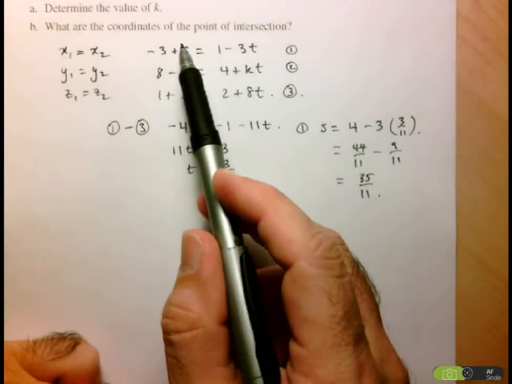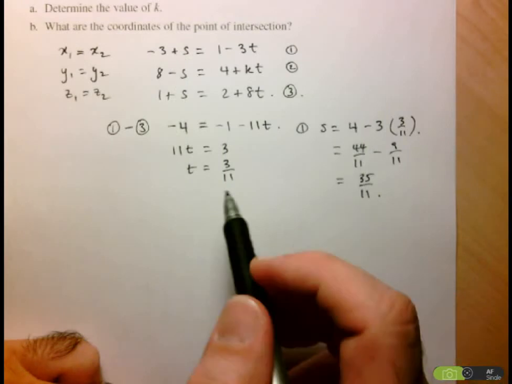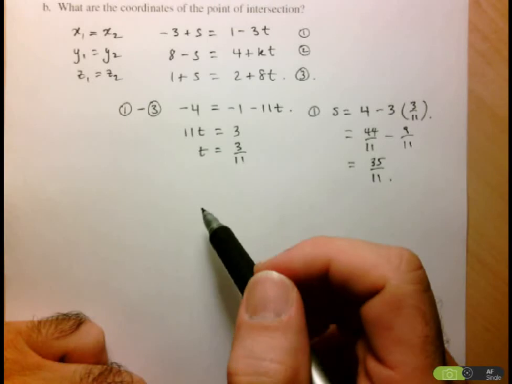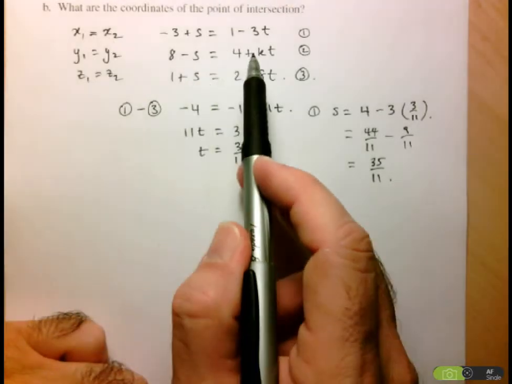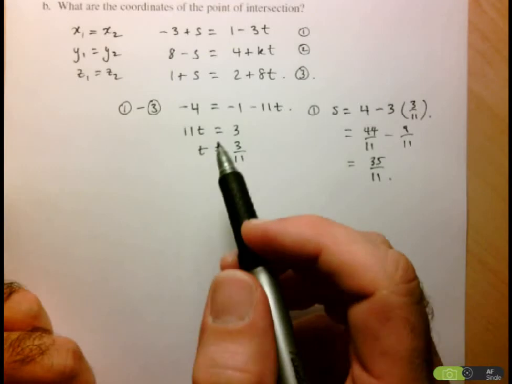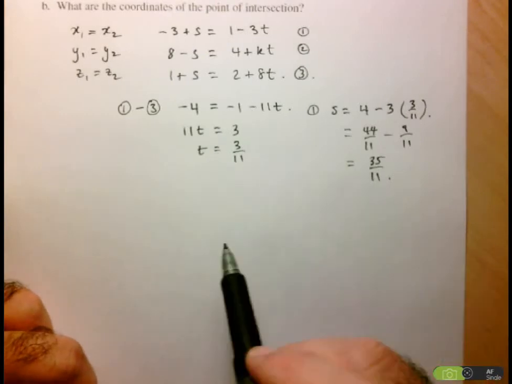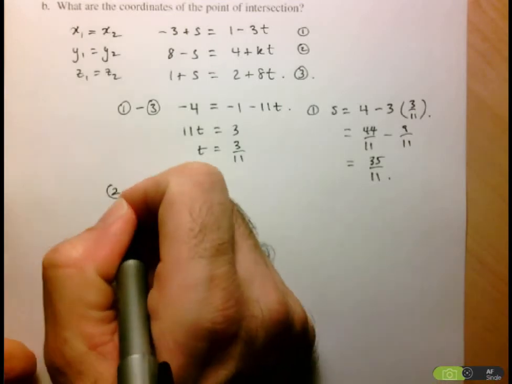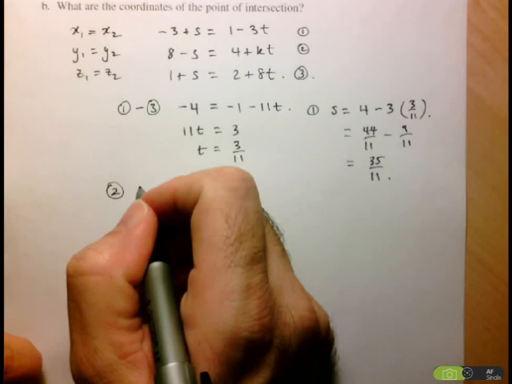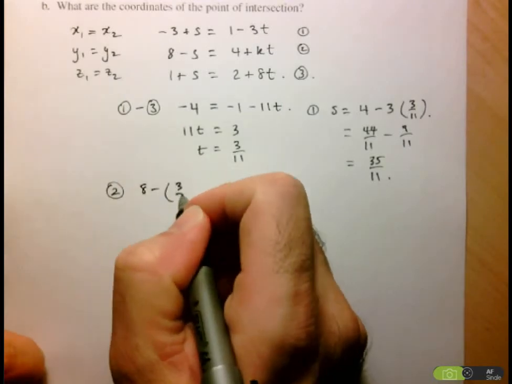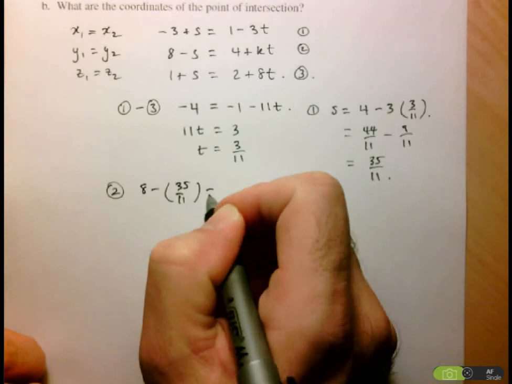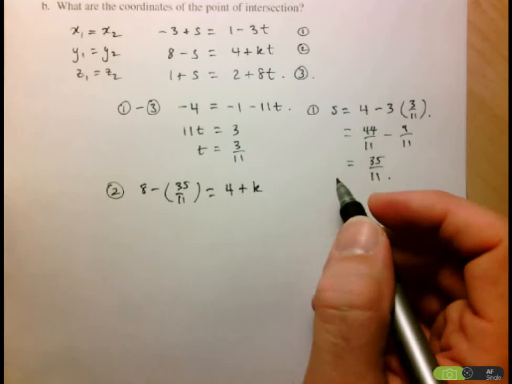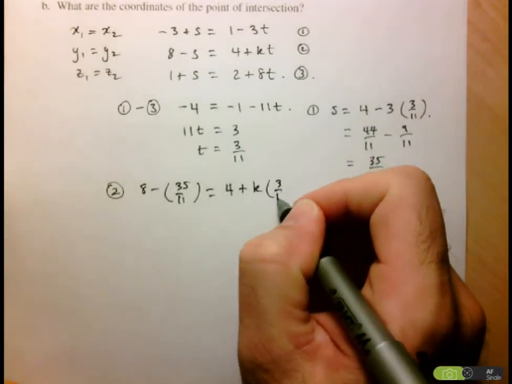So in order to make the x and z components equal, s has to be equal to 35 over 11, and t has to be equal to 3 over 11. So since we need all three components to be the same, I need equation 2 to also be valid. So I'm going to plug in t equals 3 over 11, s equals 35 over 11, and then from there I can determine what k has to be. So I'll work with equation 2. And here we have 8 minus s, which is 35 over 11, equals 4 plus k times t, which is 3 over 11.